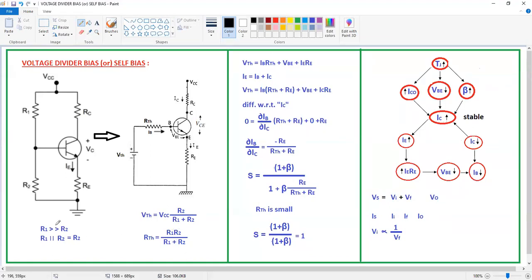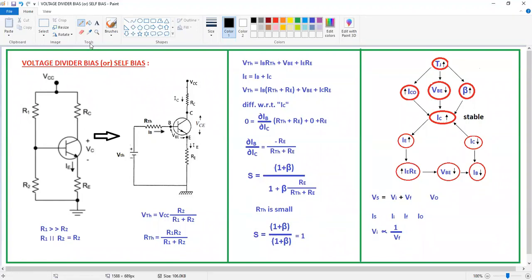I already discussed this concept here. The combination of R1 and R2 is a very small value, so RTH is a negligible value. That means you can neglect this RTH. If you neglect RTH, then what will happen? RTH plus RE is equal to RE. Because of that, the denominator and numerator are going to cancel. The denominator is 1 plus beta, and now 1 plus beta is going to cancel. Now S is equal to 1 only.